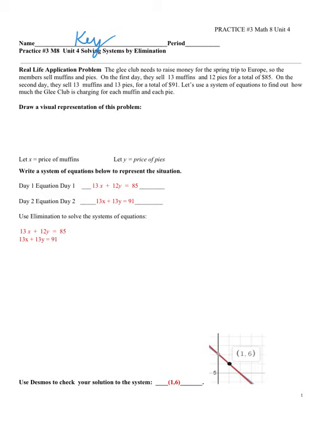pie. All right, as we have done in the past, we are going to draw a visual to represent that. So we're talking about muffins plus pies. And on the first day, there were 13 muffins and 12 pies, and the total was $85. This is going to be my representation for day 1 of the Glee Club sales.